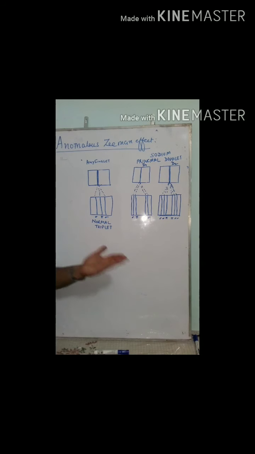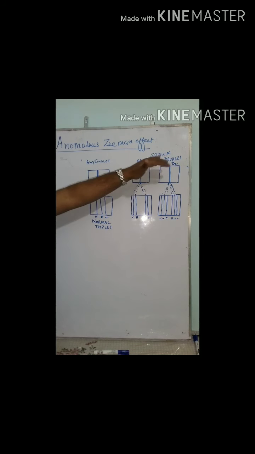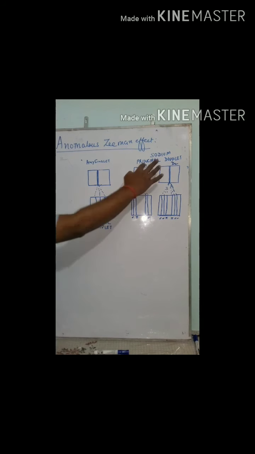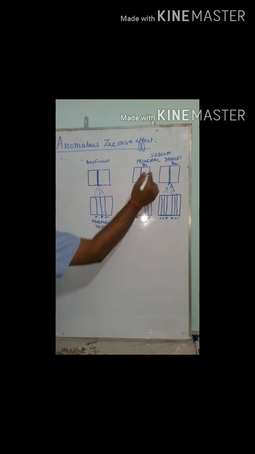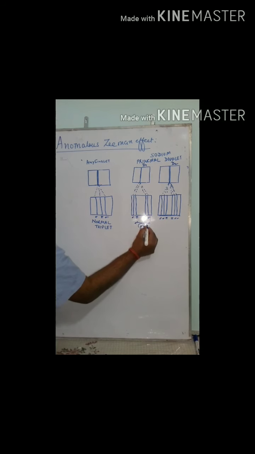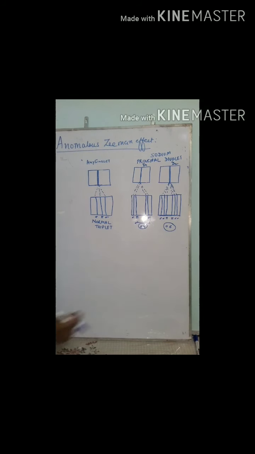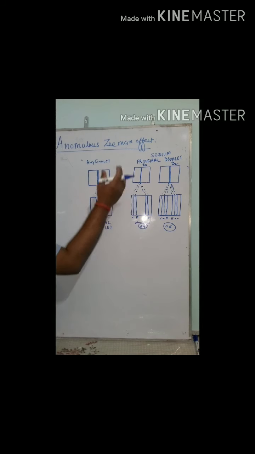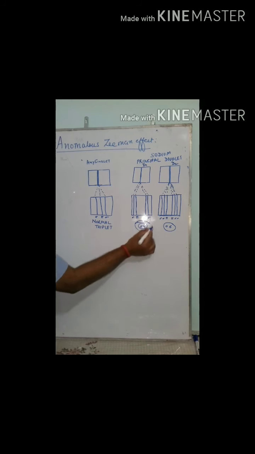While in case of complex spectra, suppose the example is sodium. In sodium light, we observe that there are two lines, one is the D1 line and the other is the D2 line. In a complex spectrum, the D1 line produces 4 lines and the D2 line produces 6 lines. Thus, in presence of a magnetic field, the complex doublet spectra produce 4 lines and 6 lines.